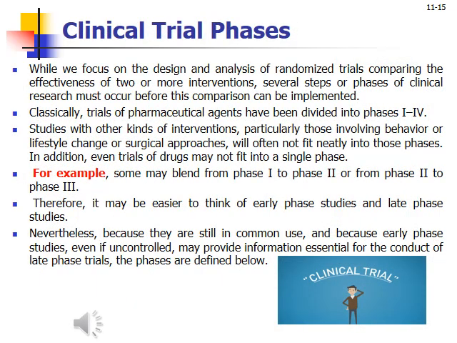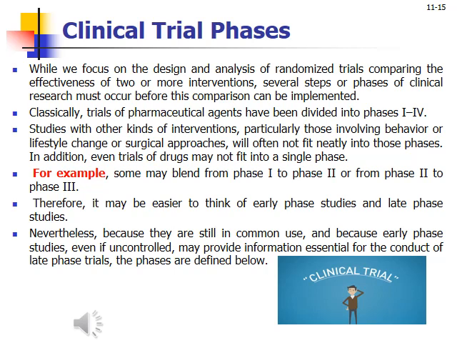Clinical trial phases. While we focus on the design and analysis of randomized trials comparing the effectiveness of two or more interventions, several steps or phases of clinical research must occur before this comparison can be implemented. Classically, trials of pharmaceutical agents have been divided into phases from 1 to 4.